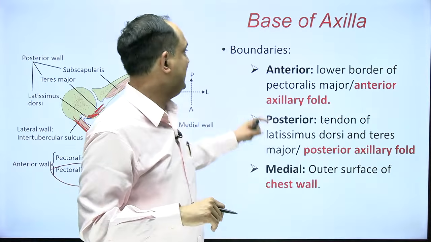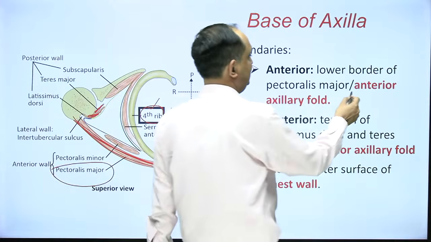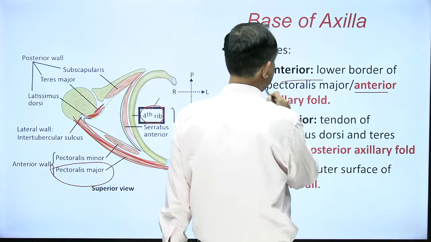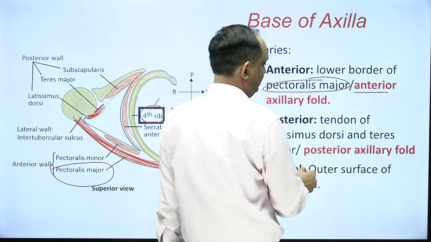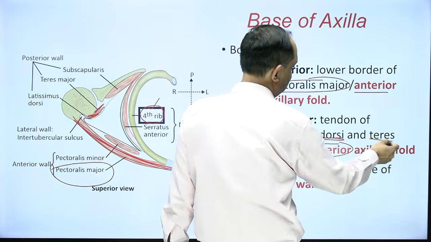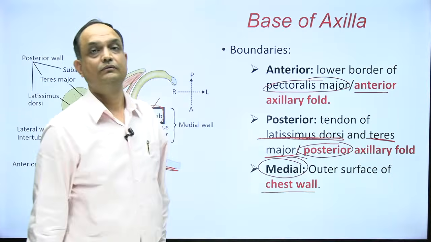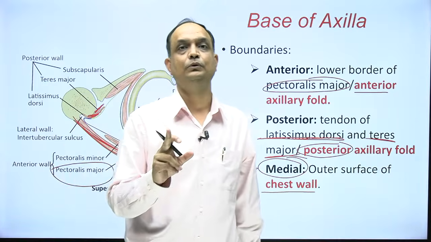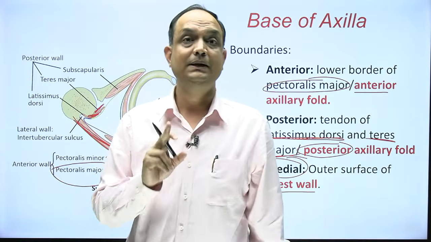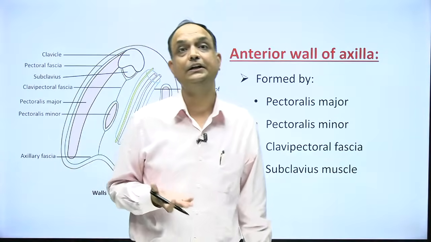So whenever you are having the boundaries of the base, you will have the anterior axillary fold formed by the pectoralis major. Posteriorly you will have the posterior axillary fold formed by the latissimus dorsi and the teres major, and medially you will have the outer part of the chest wall, but up to the fourth or fifth rib. Please understand this thing.